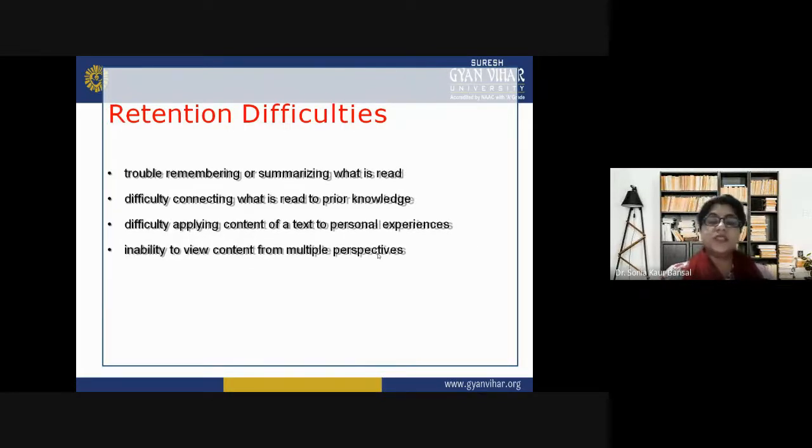Now retention difficulties. Let's understand how retention difficulties become very severe when the child is given the task of reading. The child faces trouble in remembering or summarizing what is read. The child may find difficulty connecting what is read to prior knowledge, difficulty applying the content of a text to personal experiences, and inability to view content from multiple perspectives.